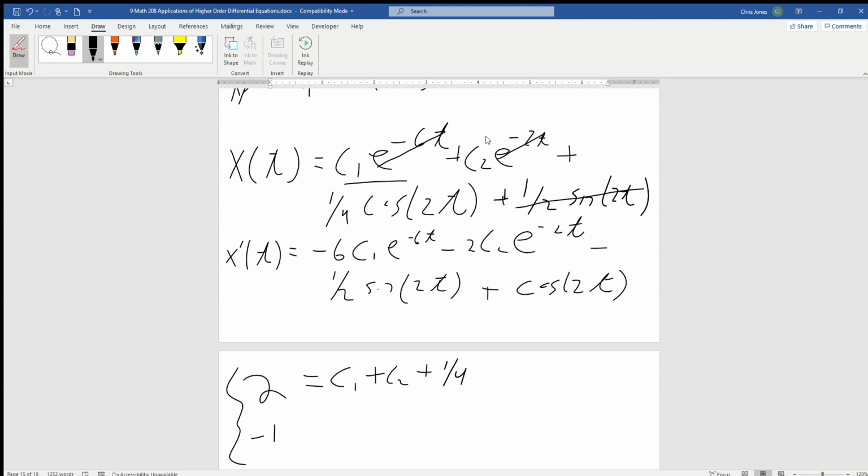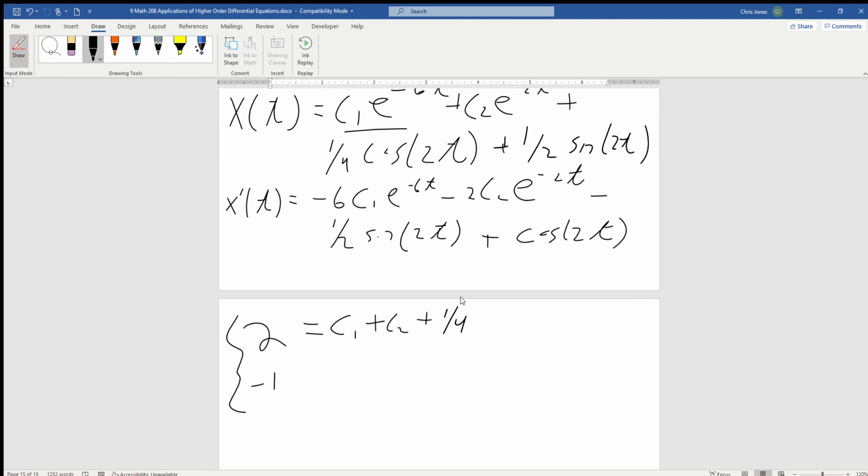Alright? And then we have to go through and substitute 0 into the other equation. And in our other equation, when we substitute 0, we're going to be left with -6c1 -2c2. So -6c1 minus 2c2. And the sine term is going to go away, and the cos just becomes +1.